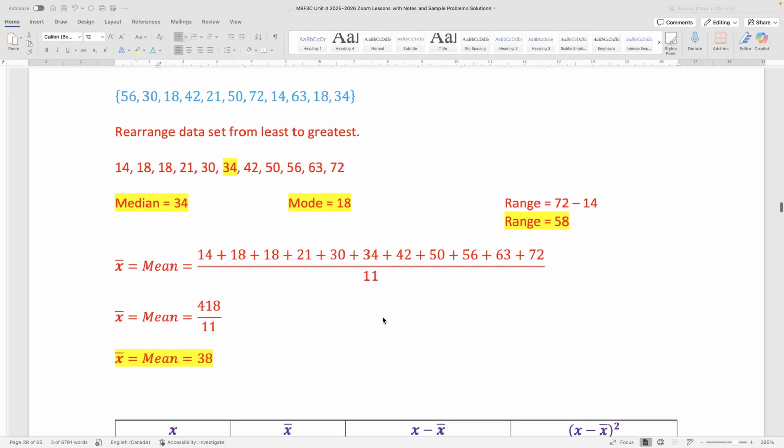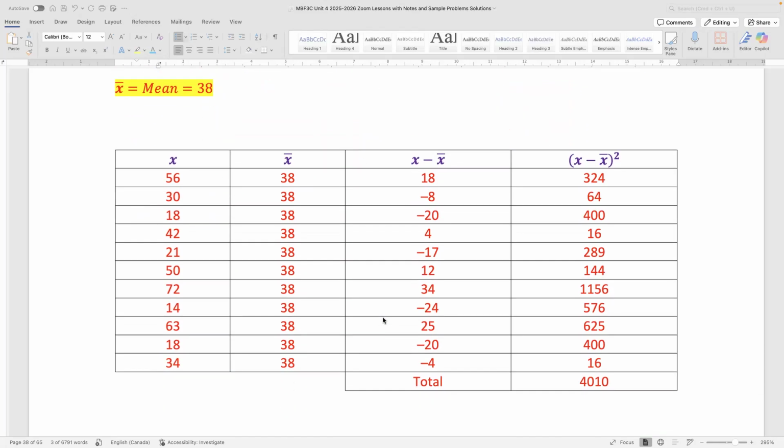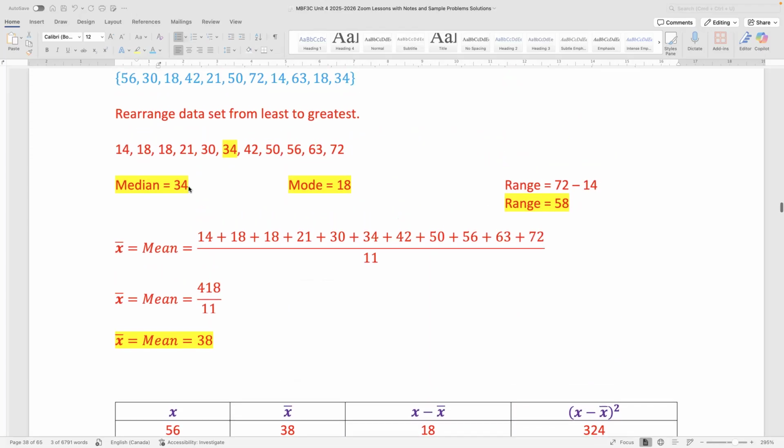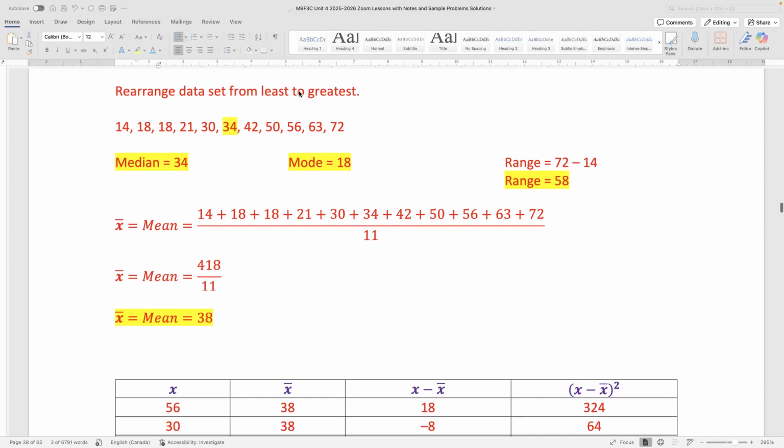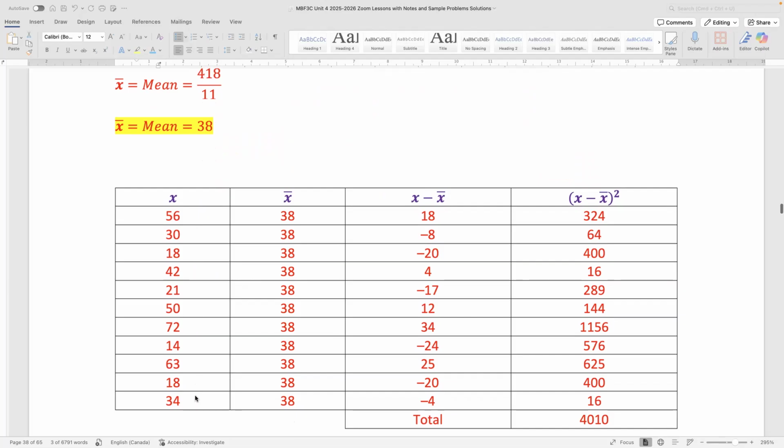Standard deviation and variance are a different animal. To do the standard deviation and the variance, which are related, all you simply have to do is create a table with 4 columns. The first column is X, and X represents the values in the set that you're given: 56, 30, 18, 42, 21, 50, 72, 14, 63, 18, 34. Those are the numbers we're using.